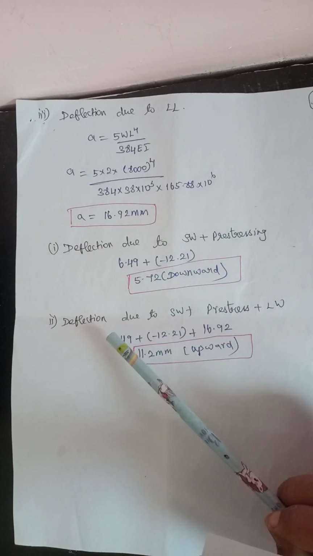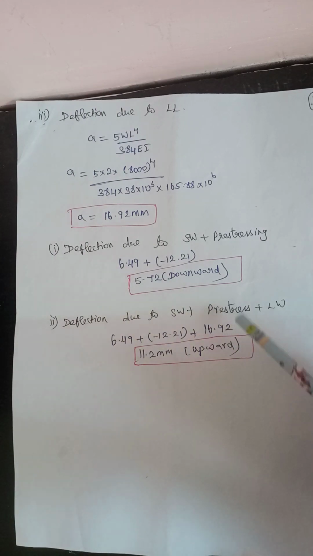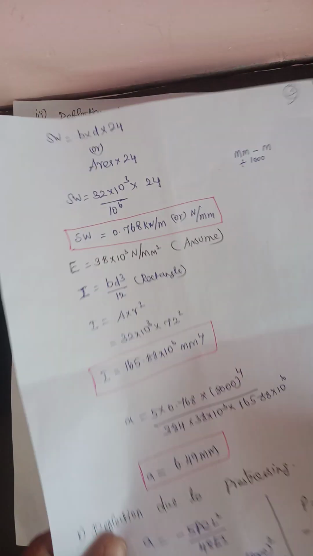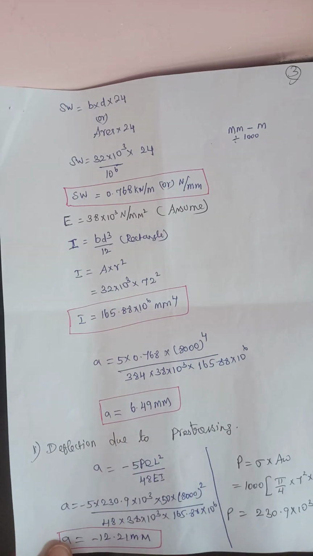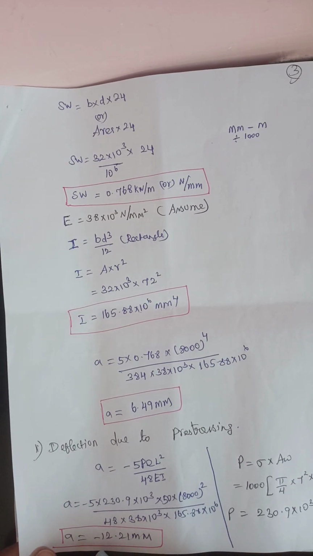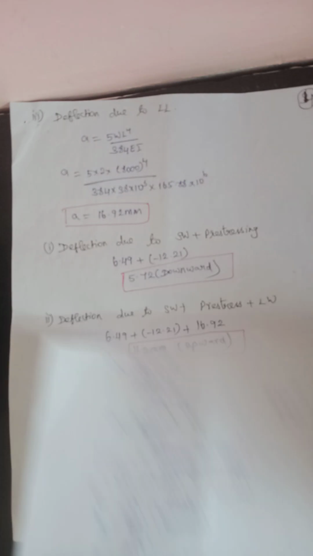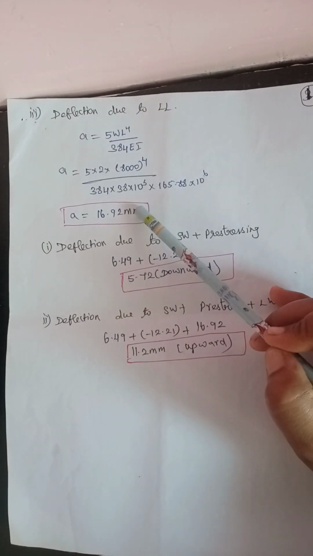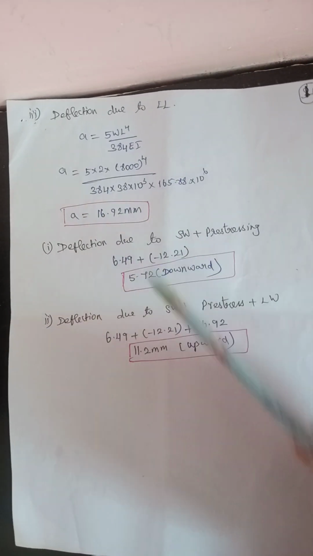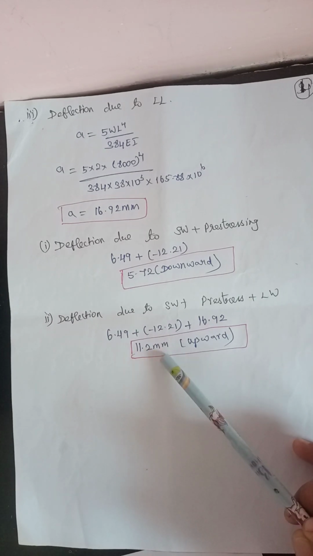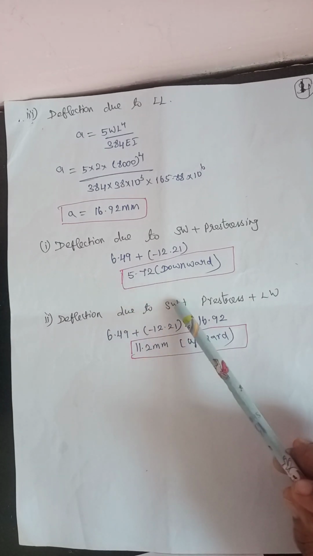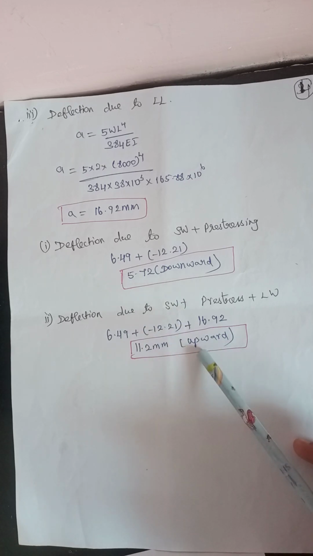Second condition is deflection due to self weight plus pre-stress plus live load. The value for deflection due to self weight is 6.49 mm. The value for deflection due to pre-stress is minus 12.21. The value for deflection due to live load is 16.92. So the total deflection is plus 11.2 mm. So the deflection for this condition will occur in upward direction.